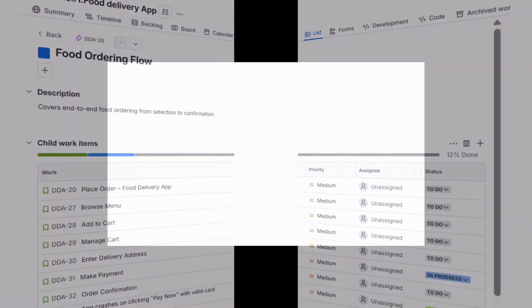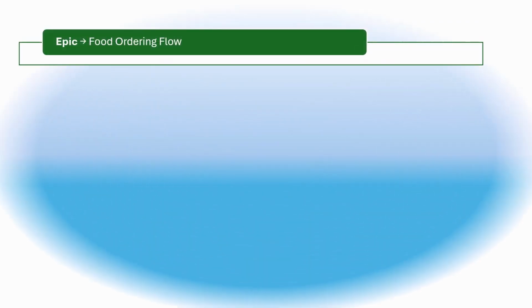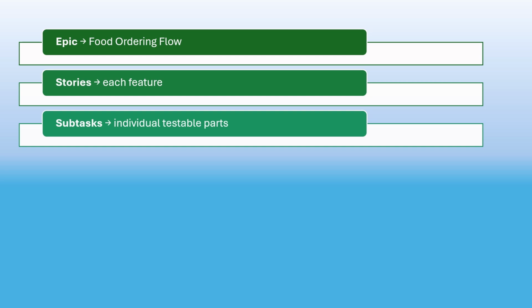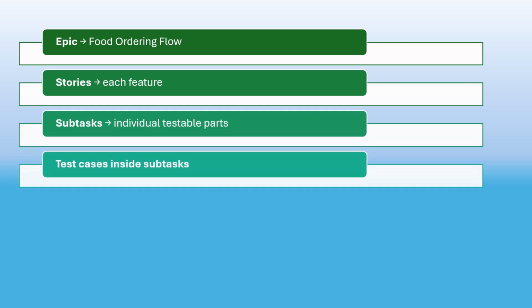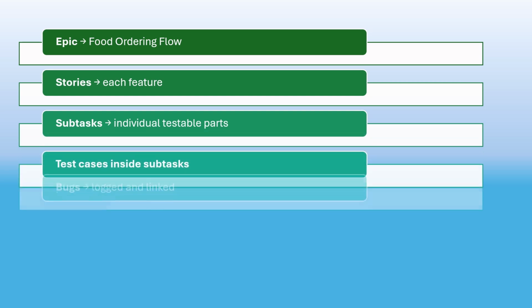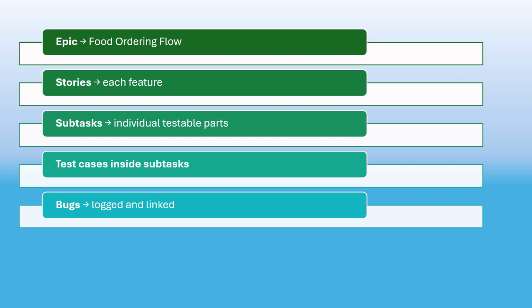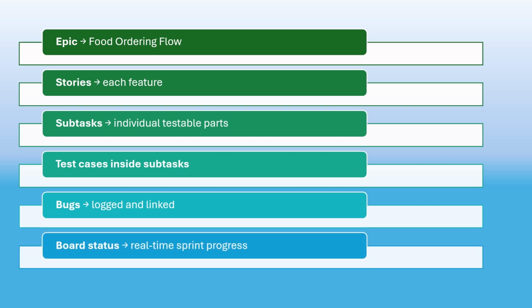So the flow looks like this in Jira. From the epic, that is food ordering flow, the big picture, then to stories like each feature, for example payment, cart, menu, then subtasks that are individual testable parts, test cases inside subtasks that are step-by-step validation, bugs that are logged and linked, and board status that shows the real-time sprint progress. So the tester has turned one vague requirement into a fully validated, bug-free feature ready for release.